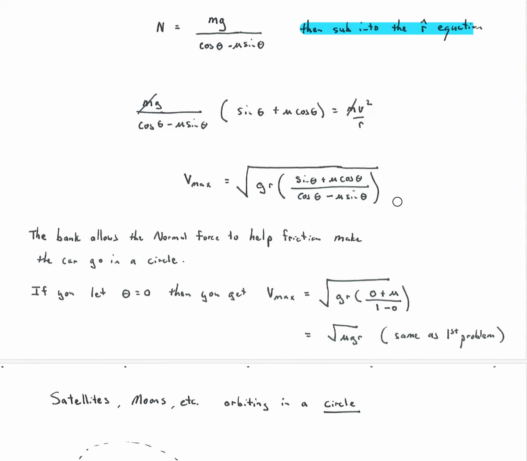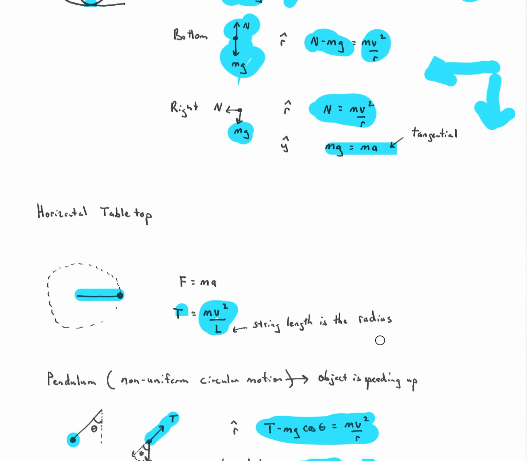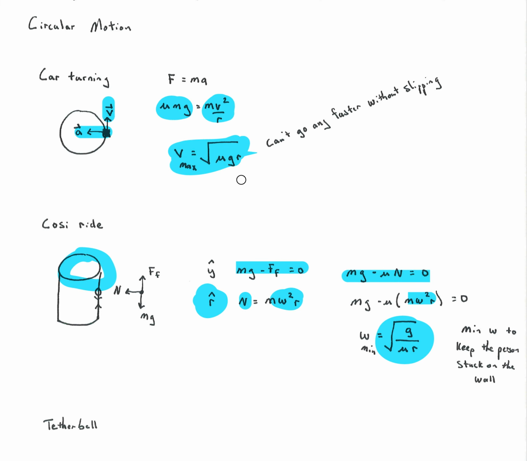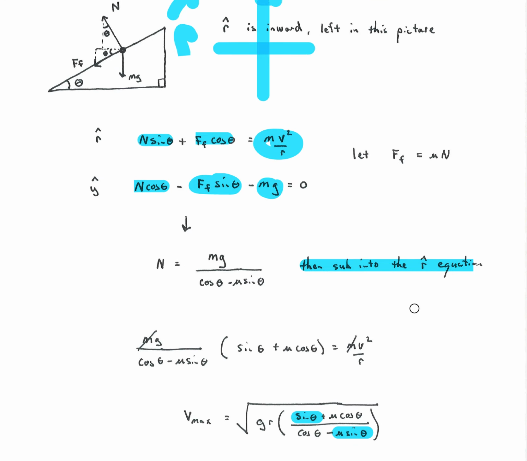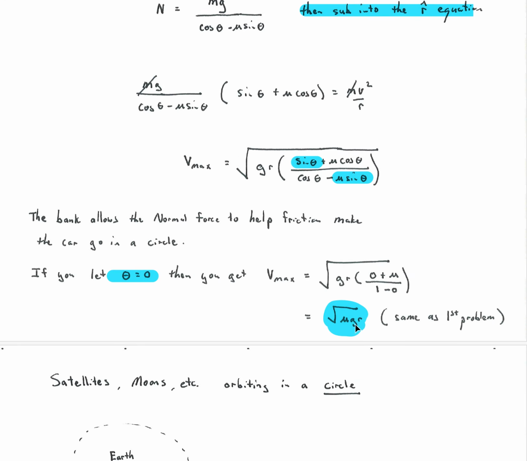You'll notice that if you plug in a theta value of 0, that goes to 0, that goes to 0, so those go away, and you're just left with mu cosine theta over cosine theta, which is just mu, and you get mu g r for the maximum speed. That's exactly what we got up here when we didn't have any bank. The car turning on a non-banked curve is just mu g r, and if we look at the banked curve in the limit as theta goes to 0, we get the exact same thing. So it makes sense that this equation works.